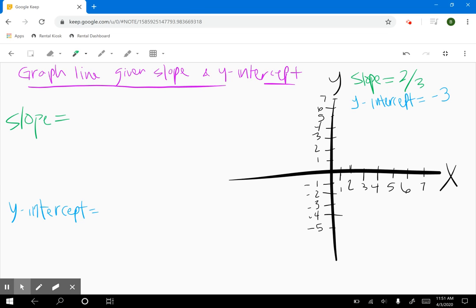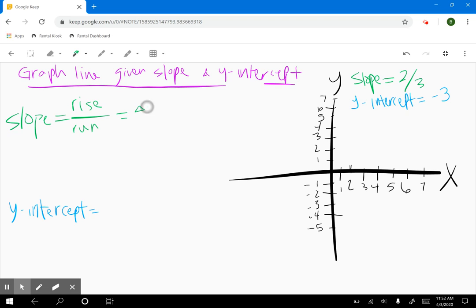All right, in this video, I'm going to go over how to graph a line given the slope and the y-intercept. So that's the only information you're given, and you're asked to graph a line based on that information. So really quickly, I'm going to go over what slope and y-intercept are, and then we'll go over how to graph them. So the slope essentially is your rise over your run.